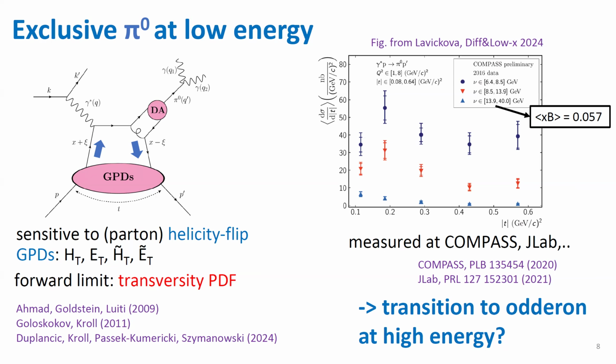But in principle, if you go to high energy, somehow gluons should be important. So there should be a transition to this Odderon state. And is this something that can be measured at the EIC? I think it's an interesting question.